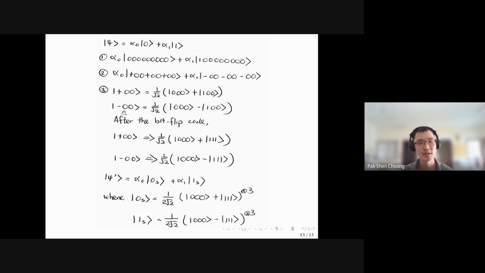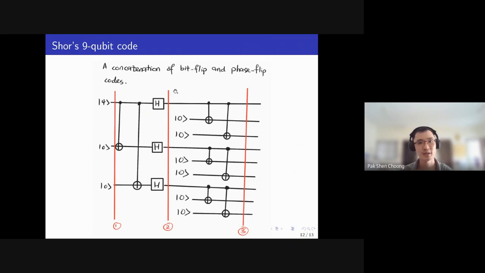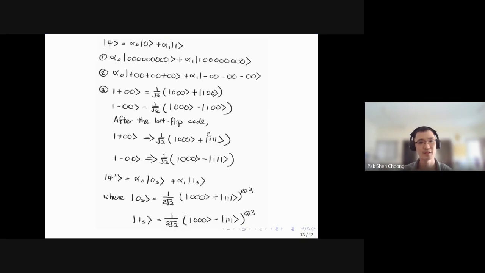We look at the bit flip code and what it does. This individual part flips to 000 plus 111, and then this flips to 000 minus 111. Together with this, because you have 3 parts, that's why you have 1 over 2 square root of 2. And your Shor encoded qubit is something like this. This means that you tensor product this part 3 times.